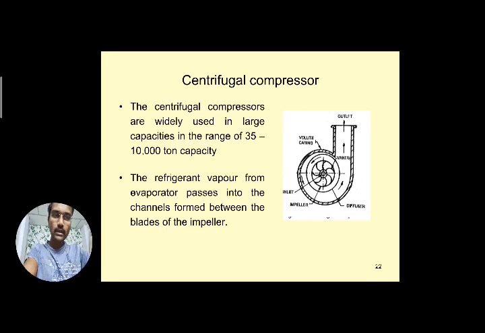So the point discussed here: the refrigerant vapor coming from the evaporator enters at the center of the impeller, the eye of the impeller at the center inlet. It enters axially. There is a pipeline connected here, so the refrigerant vapor comes through this inlet, and then it enters into the blades of the impeller.